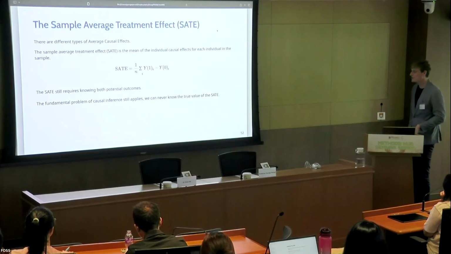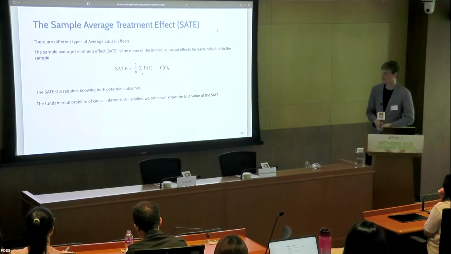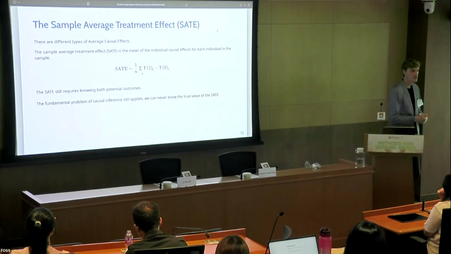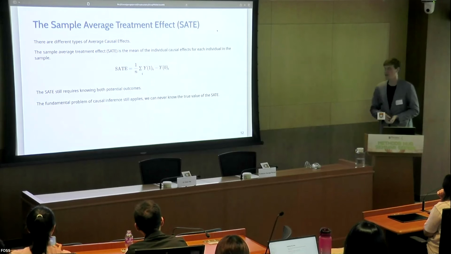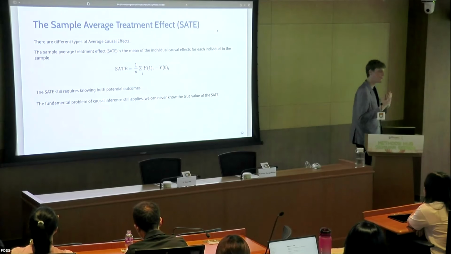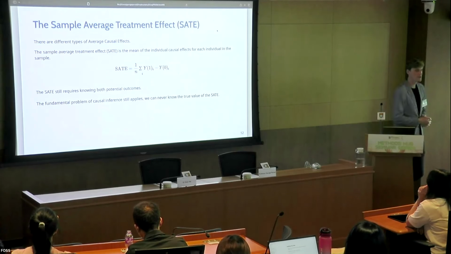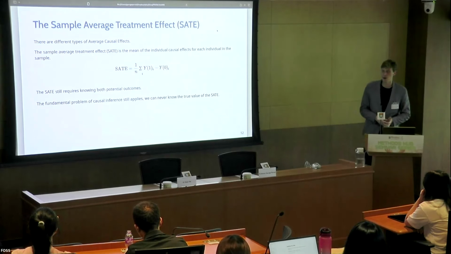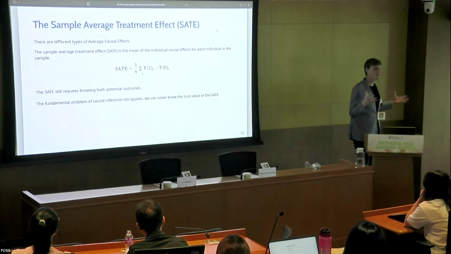Now, there are a few different types of average causal effects that I just want to introduce before I really start getting into the actual estimation process. The most famous one, and really the most straightforward to think about, is the sample average treatment effect. For the sample average treatment effect, we take our sample of 150 women, and we say, what is the average of all the individual treatment effects?